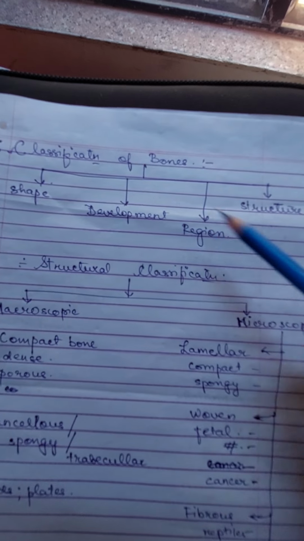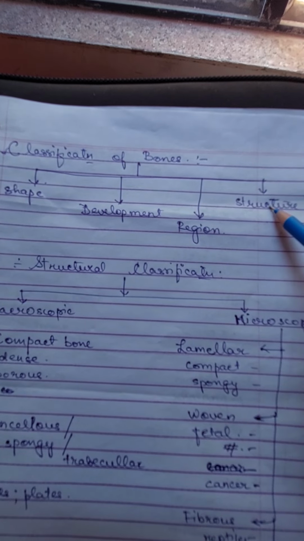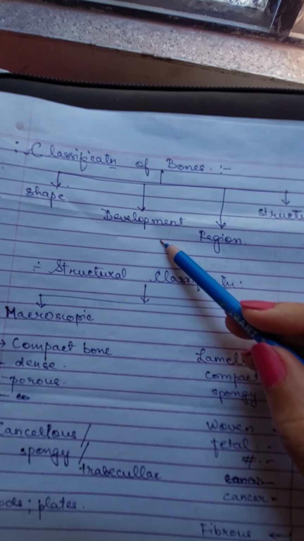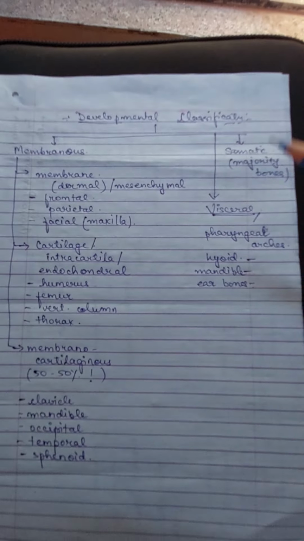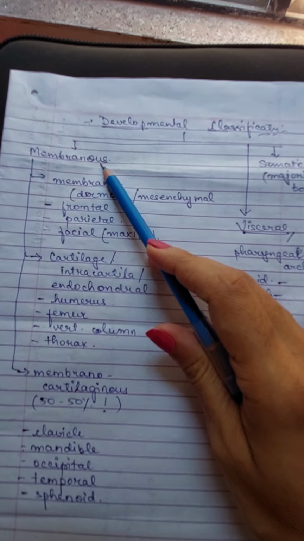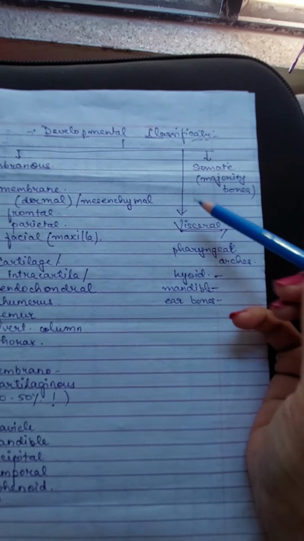So in the classification of bones, we have seen the structural classification and the regional classification. Now we'll have a look at the developmental classification of bones. So how does developmental classification occur? Either membranous, somatic, or visceral.